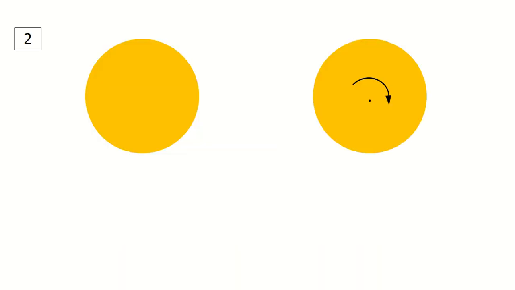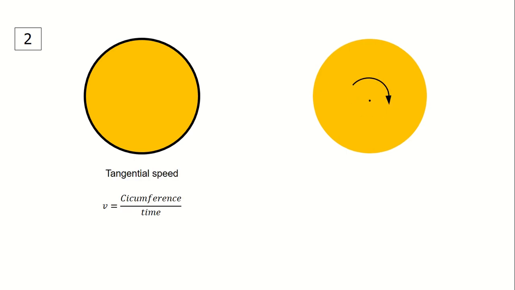If you found yourself a little bit confused, you probably don't know the difference between tangential speed and rotational speed. When you want to know how fast an object is covering a circular distance, that's tangential speed. But if you want to know how many rotations an object is doing over time, you are getting its rotational speed or velocity.